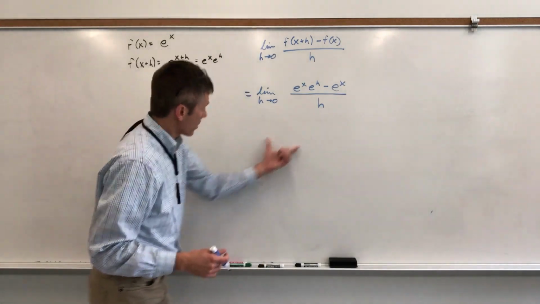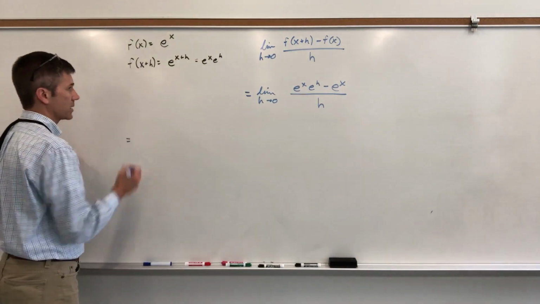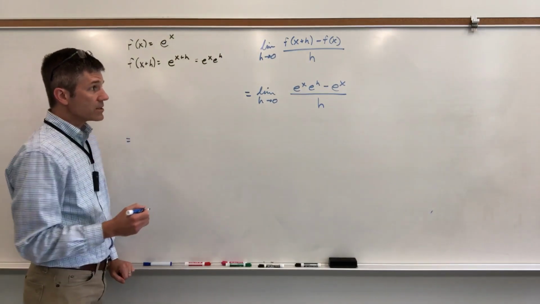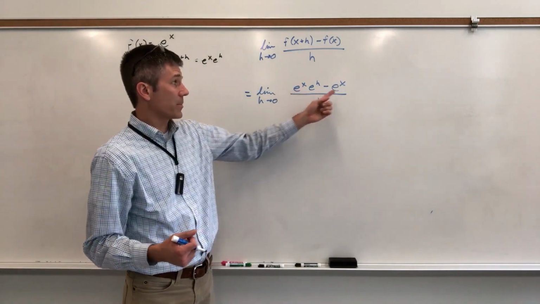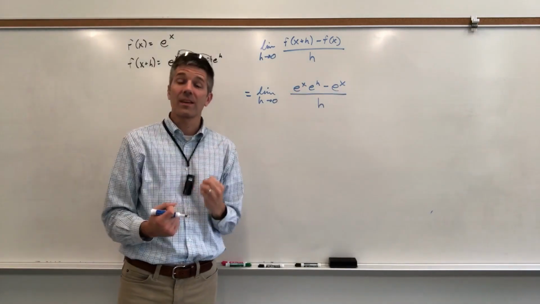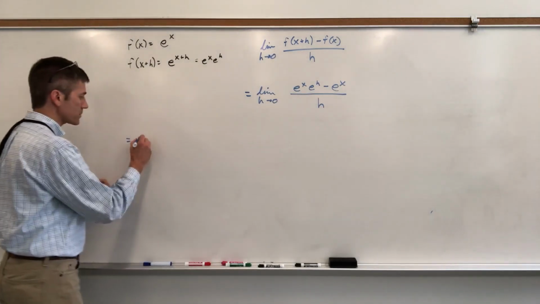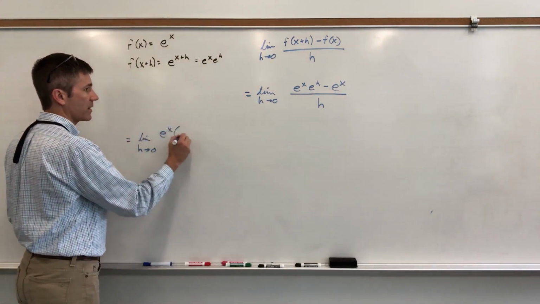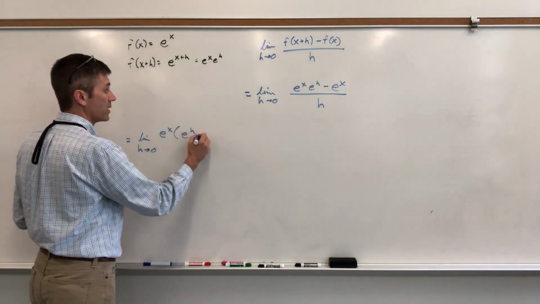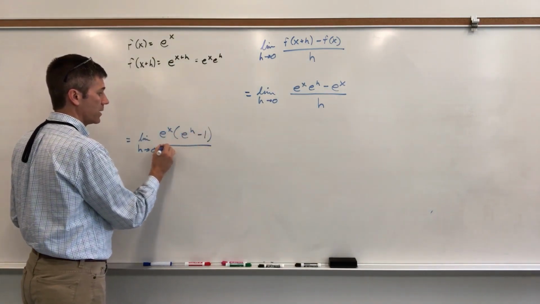And I'm going to bring my work over here, as I did on the previous problem. Let's look and see what we can do with this. I noticed that there's an e to the x in this term, and this term is e to the x. Let's factor e to the x out, like a greatest common factor. So we have the limit as h approaches 0 of e to the x, and then e to the h minus 1, and that's over h.